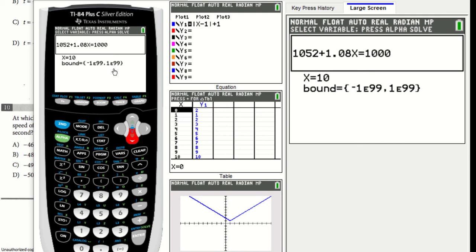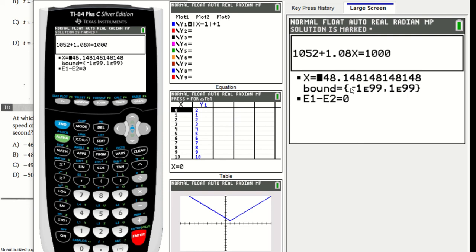Okay, and then you have to give bounds. This is basically the values of x which you would want to consider. These are massive numbers, so you're essentially looking for all values of x. And then you're going to go alpha, enter, and when you click that, you're saying solve. So you say enter, and you see that it gives you x is equal to negative 48.15, which is exactly what we found. Okay, so that's if you want to use a solver.